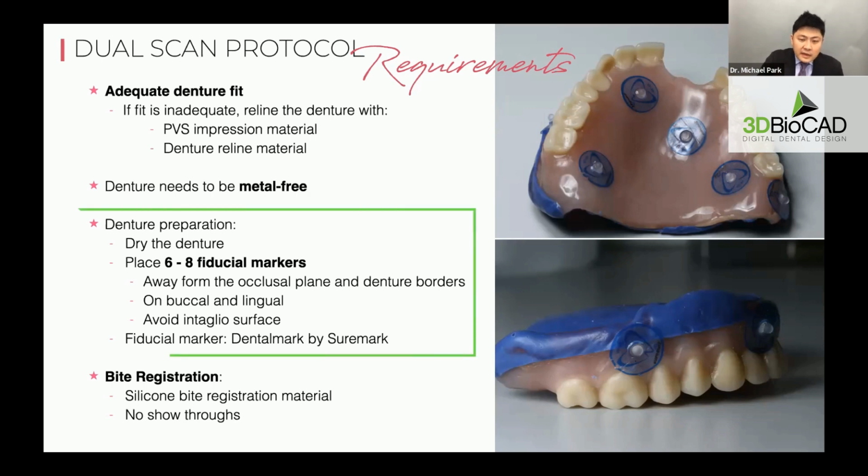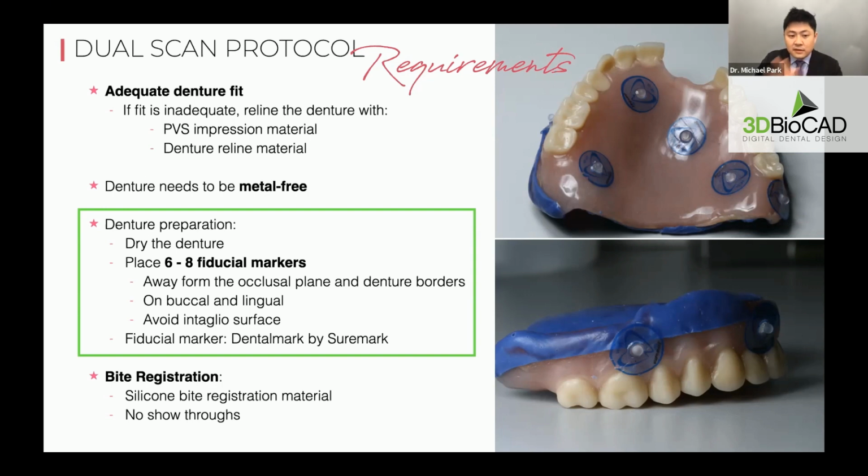If we just put the denture in and take a CT scan, we're not going to see the denture inside the mouth. What we need to do is apply these fiducial markers. Basically, they're round opaque markers that have a sticker on them, so you basically stick them onto the denture.